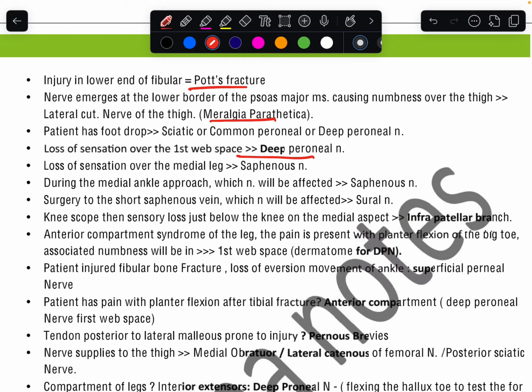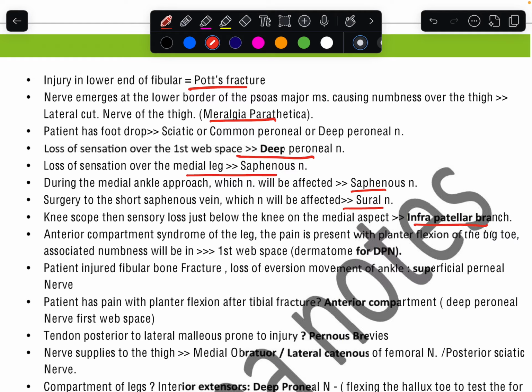So loss of sensation on the medial side of the leg. During the medial ankle approach, saphenous nerve. Loss of sensation medial side is saphenous vein and saphenous nerve. During medial ankle approach, which nerve is affected? Saphenous. And during short saphenous, sural nerve. Lateral is sural. Knee scope, then sensory loss just below the knee on the medial aspect, infrapatellar branch.